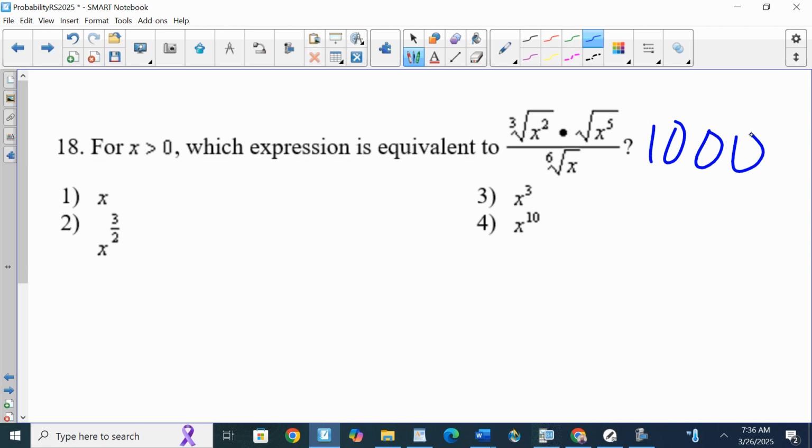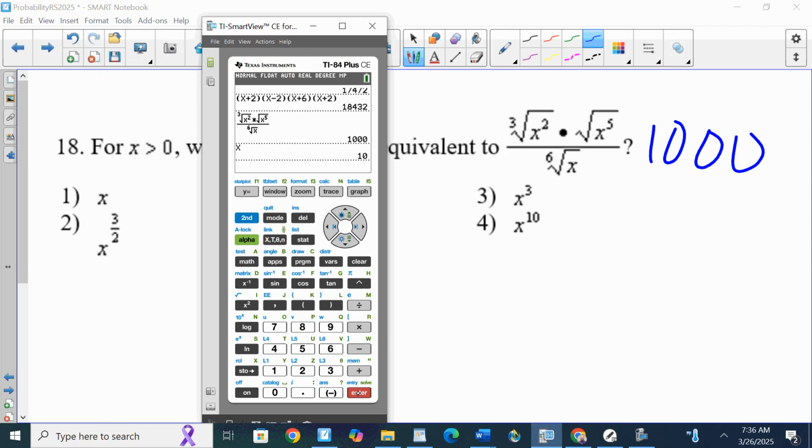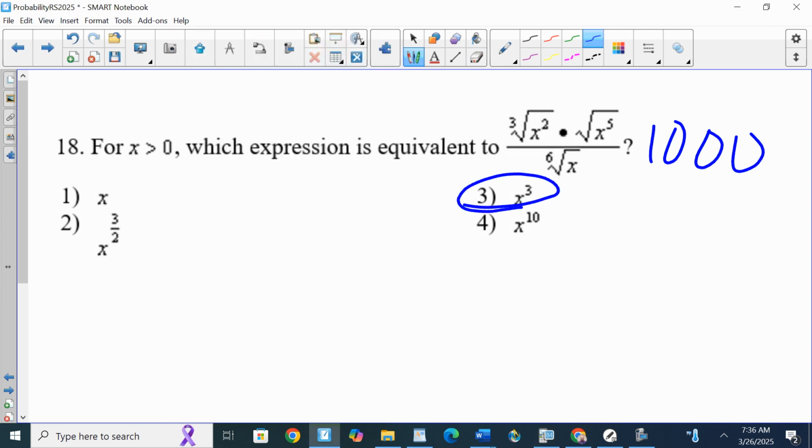I type in each answer. I've got x to the 10, x to the 3 halves, not 1,000. x to the third, there's my 1,000. X to the 10, that's not 1,000. Choice 3 is the answer.